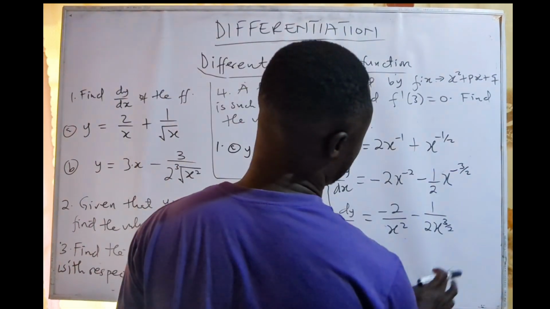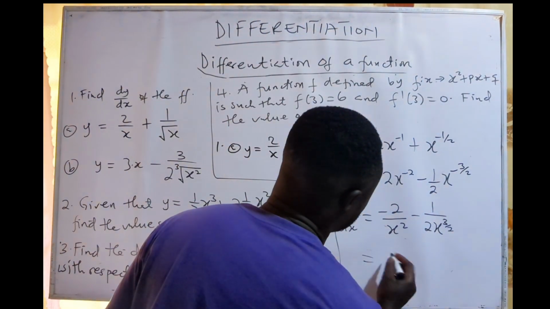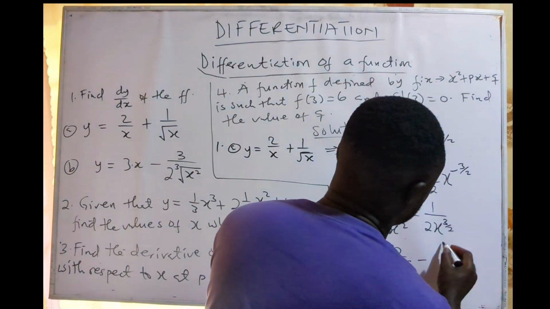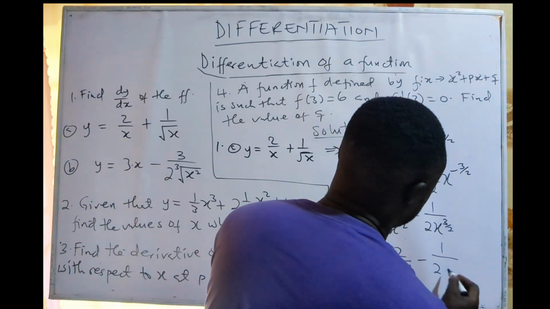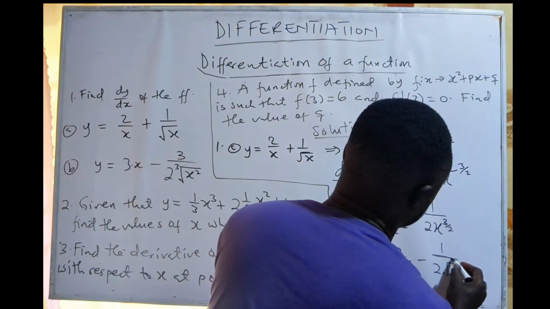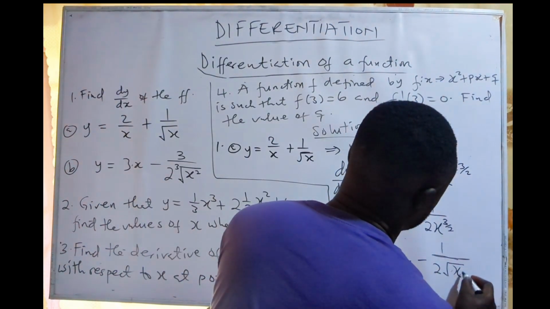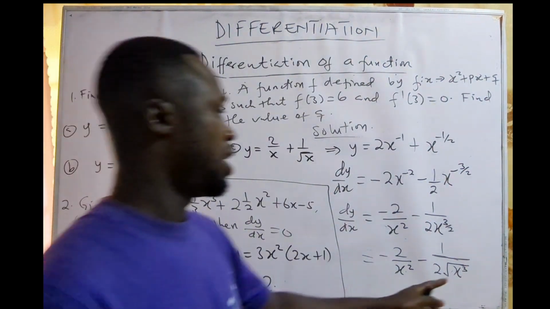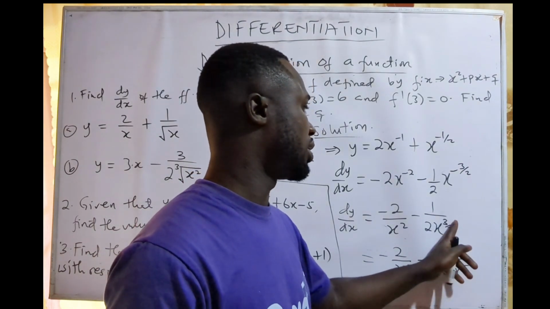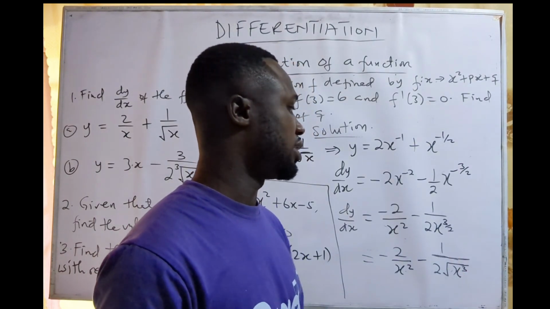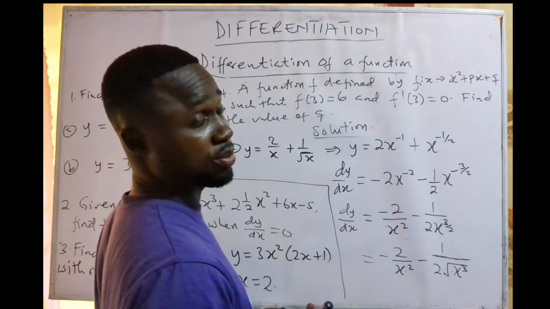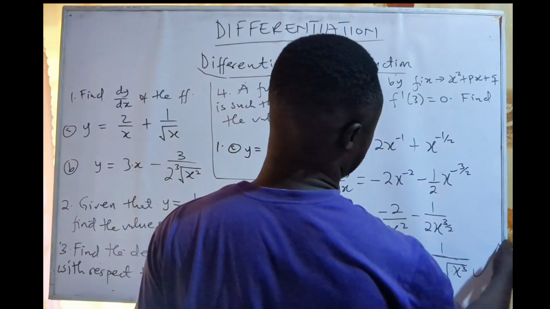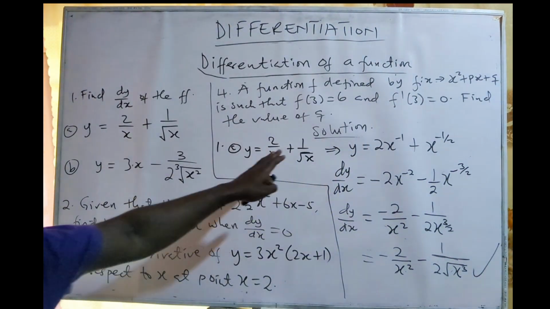If you want to put your answer in the root form, then you can also write it as minus 2 over x squared, minus 1 over 2 square root of x exponent 3. So x exponent 3 on 2 is the same as square root of x exponent 3. With a fractional exponent, the root is the denominator, and then the 3 is the exponent. So this is our answer when we differentiate this.